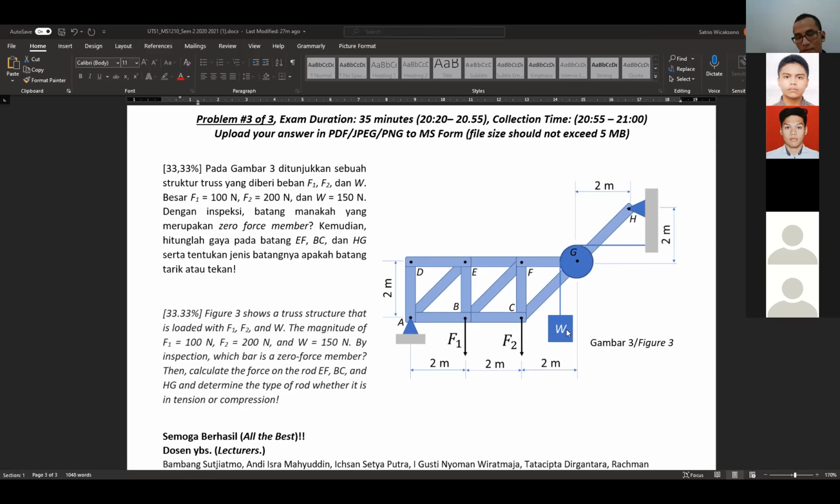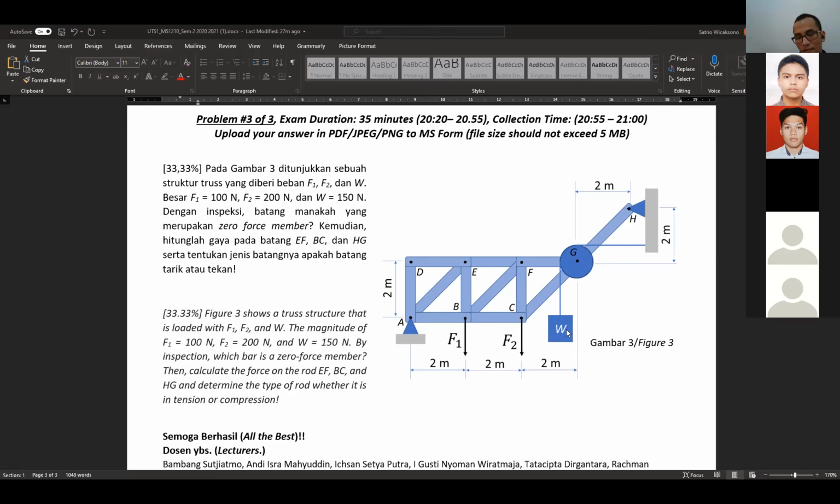Can any of you find the zero force member there? EF and AE, sir. EF. Why? AD and DE, I think. AD and DE. Yes, it's correct. AD and DE.